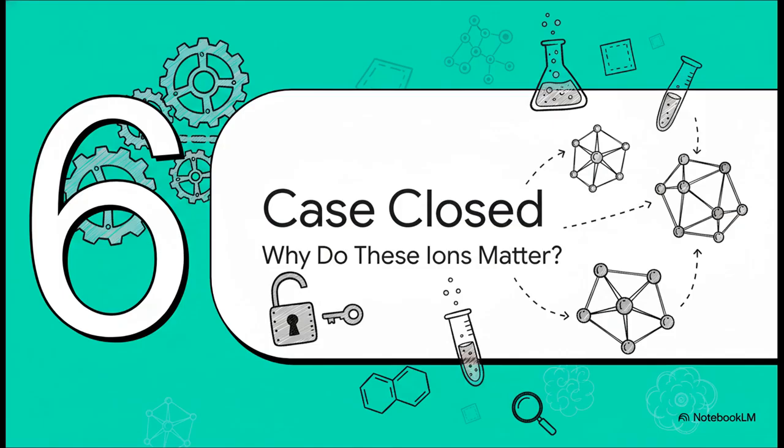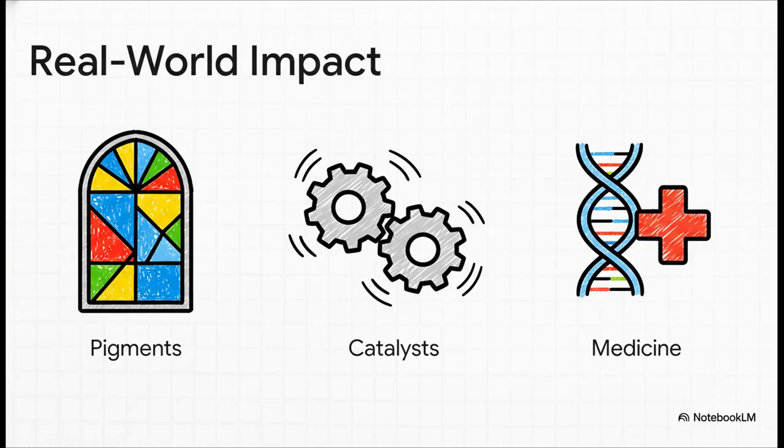Case closed, right? But you might be wondering, why does any of this matter outside of a chemistry exam? Well, the truth is, these complex ions are incredibly important. That electron structure we just decoded, it's responsible for the brilliant, vibrant colors you see in paints and stained glass. They also act as catalysts, speeding up chemical reactions that are vital for industry. And maybe most importantly, their unique structures are key to their function in medicine.